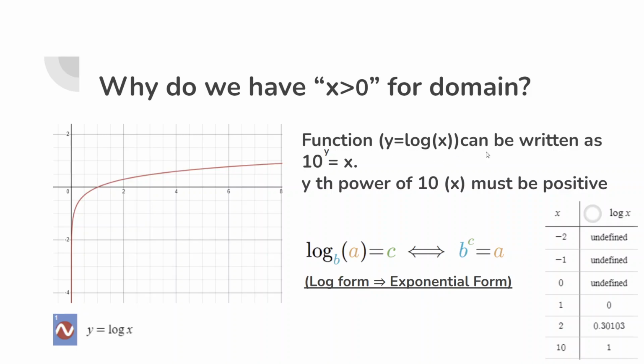If you look at the table here, when x is a negative value, such as negative 2 or negative 1, or even 0, log of x is undefined. And if x is a positive number, then the y value or log of x exists in real numbers.